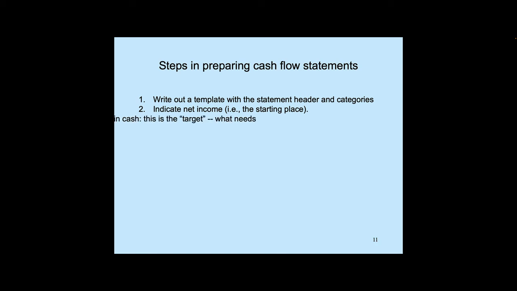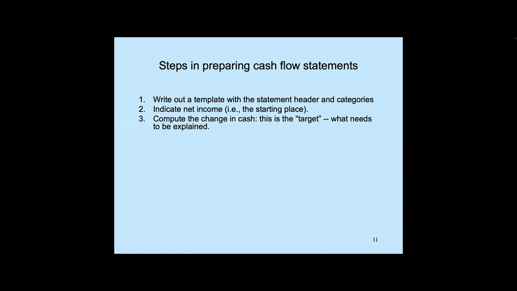Now we're going to take you through some steps that when you get done, you will have prepared your cash flow statement. The first step is to write out a template with the statement header and categories. This becomes like a picture frame that you start to fill in the picture. And then the second step is the very top line, which is the bottom line off of the income statement. I consider it the starting place for the cash flow statement, the net income from the income statement.